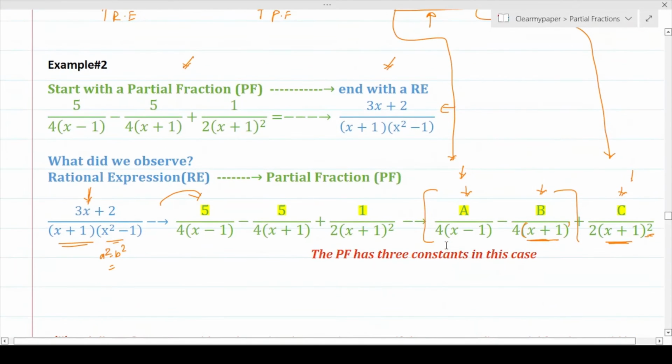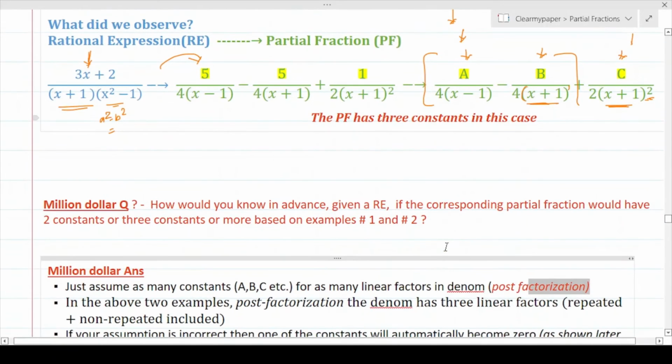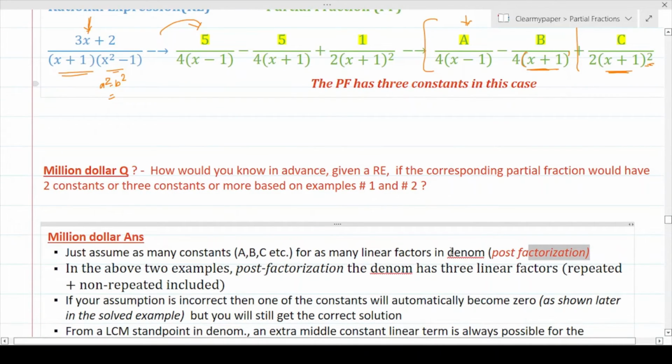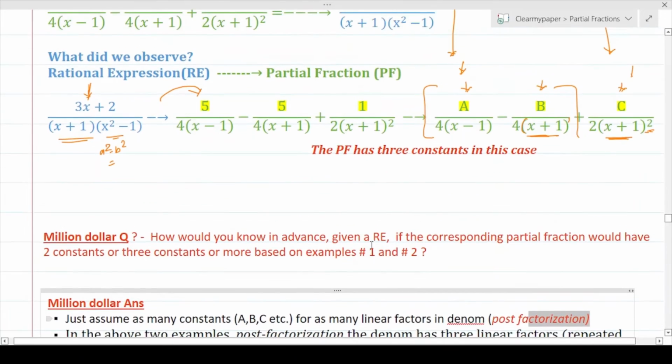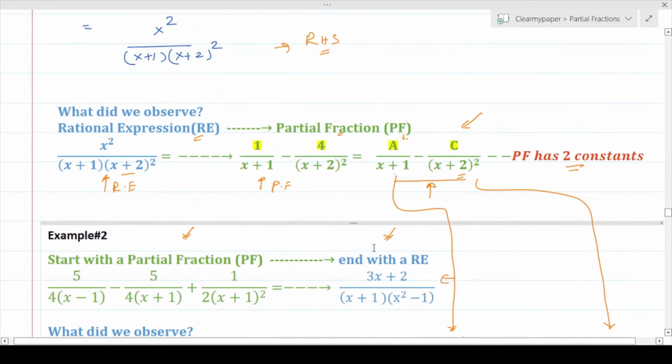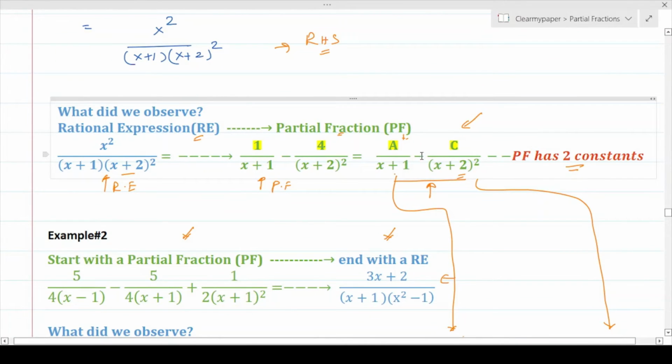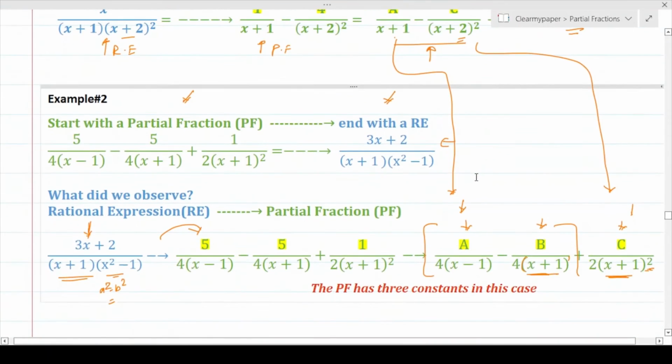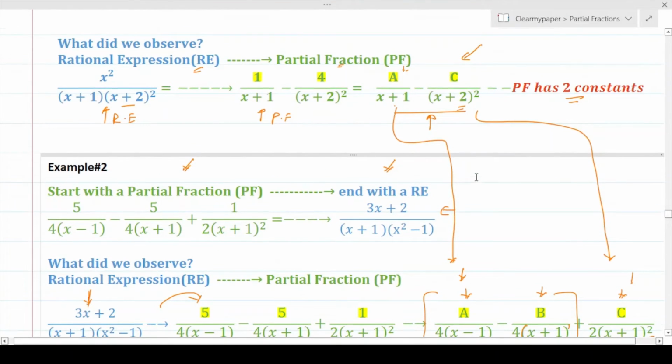In both these examples, after factorization, we saw that we had 3 factors, 3 linear factors. We saw that, right? So we will assume that for both these examples, there are going to be 3 constants, and that's how we'll have our opening step. And that's what we'll do. We'll not worry about whether it has got 3 or less. We'll not worry about that.